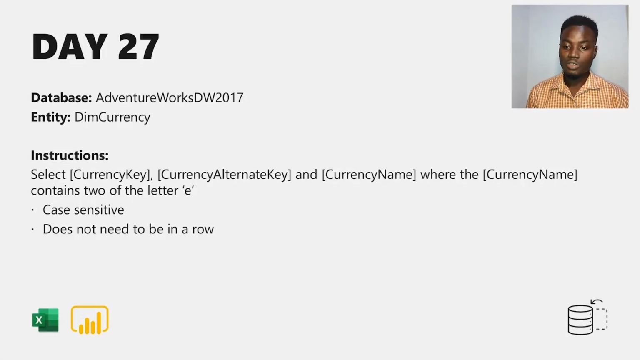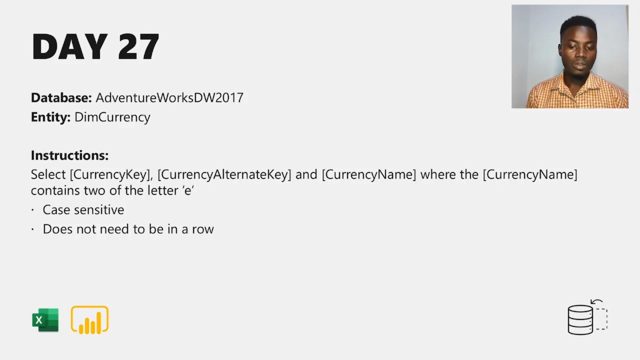For today's challenge, we are instructed to select the currency key, currency alternate key, and currency name, where the currency name contains two of the letter E. Two conditions are stated right here. It is case sensitive and does not need to be in a row. Then we are using the AdventureWorks database and the dim currency table.